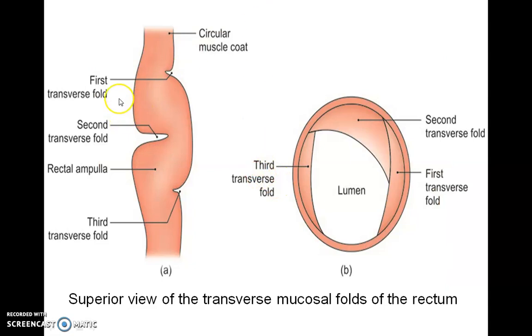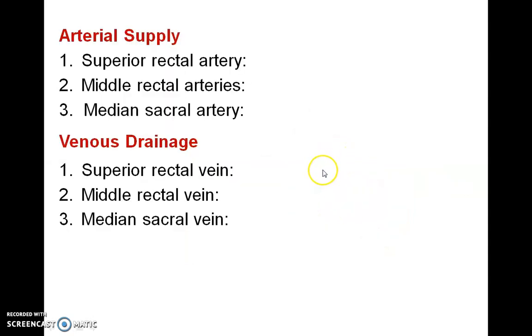See, again these folds are shown in this figure, first fold, second fold and the third fold. These are present as a semi-lunar or crescentic fold in the lumen. Now we will see the blood supply. Arterial supply is by the superior, middle and inferior rectal arteries and the median sacral artery. Venous drainage is through the superior rectal vein, middle rectal vein and the median sacral vein.